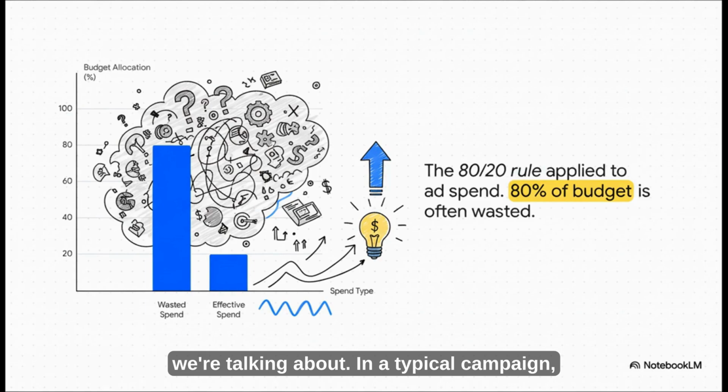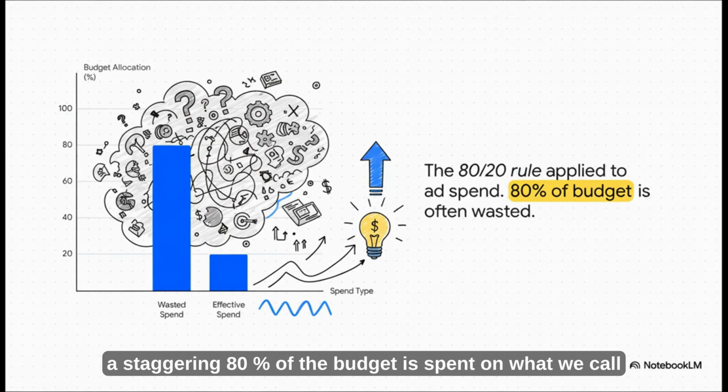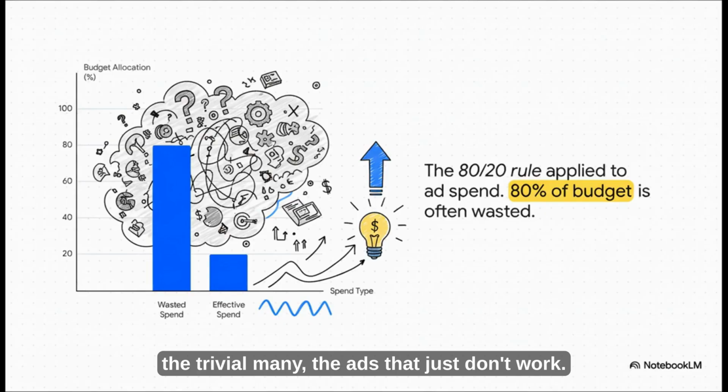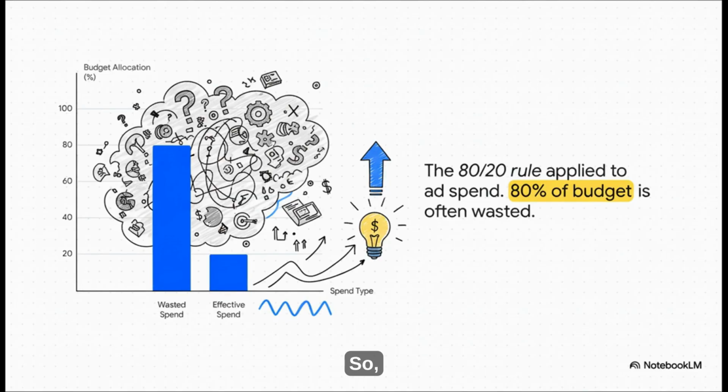And this chart really shows you just how much waste we're talking about. In a typical campaign, a staggering 80% of the budget is spent on what we call the trivial many, the ads that just don't work. Only 20% of the money is actually driving real results with a winning message. The entire goal of this method is to flip that ratio on its head.